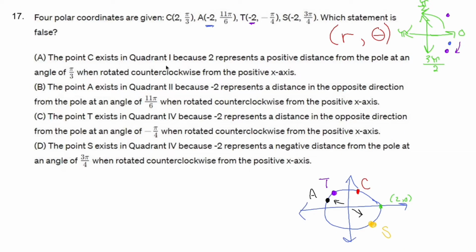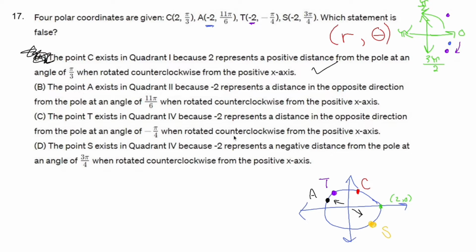Point C exists in quadrant 1. That's true because 2 represents a positive distance from the pole at the angle pi over 3 when rotated counterclockwise from the positive x-axis. Don't see anything wrong with that. So the first option is not going to be the one we want, because it's actually a true statement.